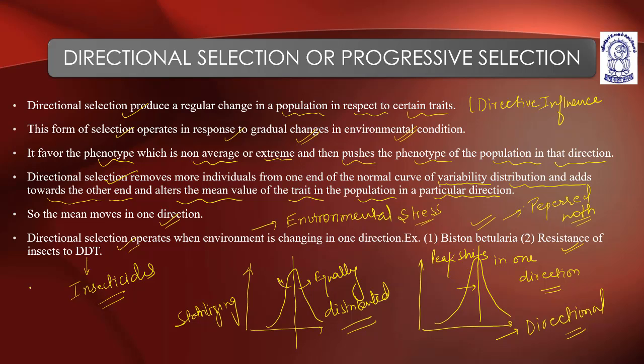So those extremes of the survivors basically shift towards one of the sides, which says that this population is going to survive. So the population which is going to survive, the curve shifts to a particular direction, which shows that evolution is happening in this particular direction. Okay. So this is the directional selection or the progressive selection.